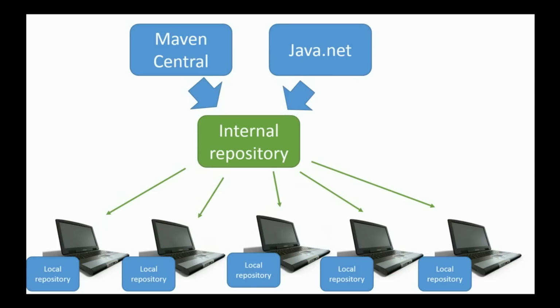If you have a lot of developers, you can set up an internal repository inside your firewall, which acts as a cache or a mirror. So only the first developer has to wait for the download from the internet, and all the others get much quicker access to dependencies that they need.